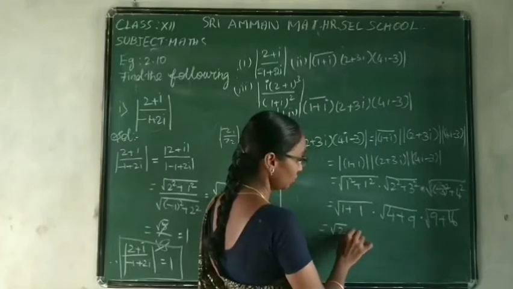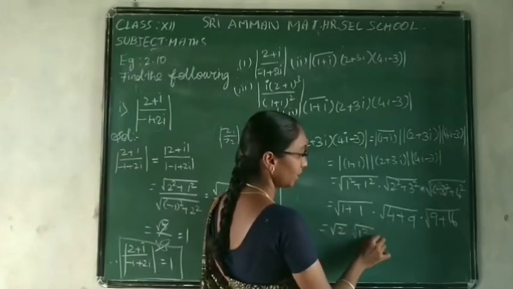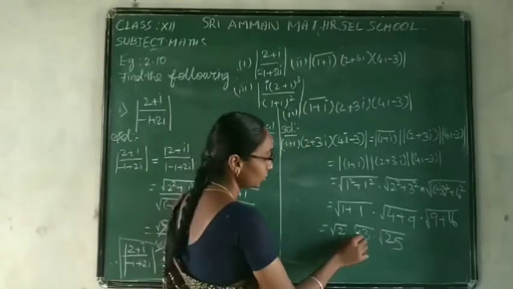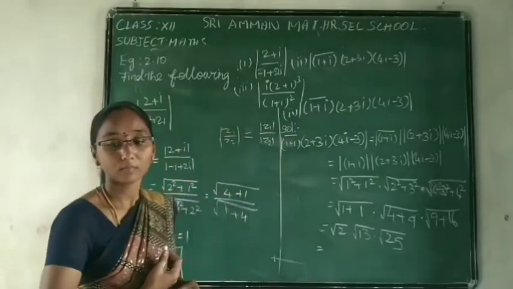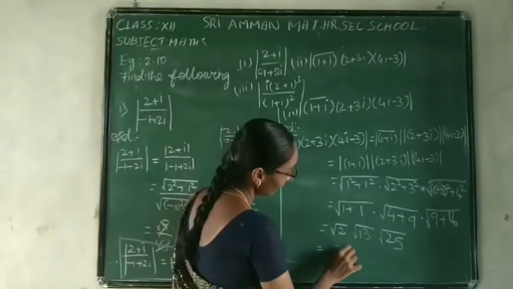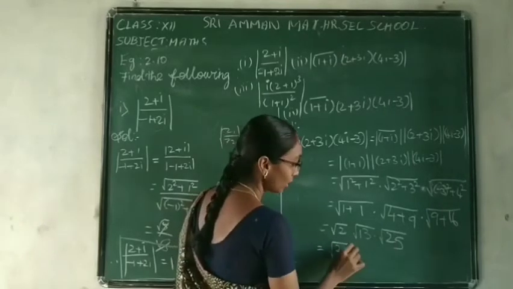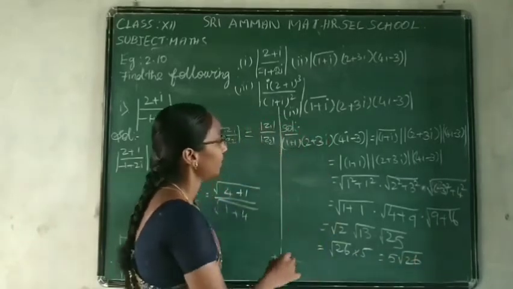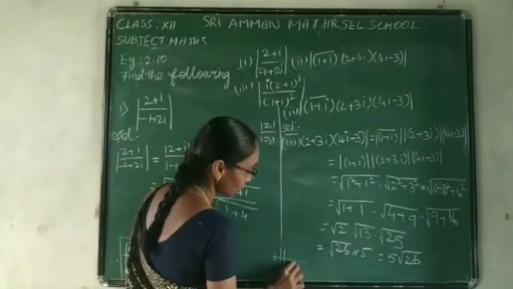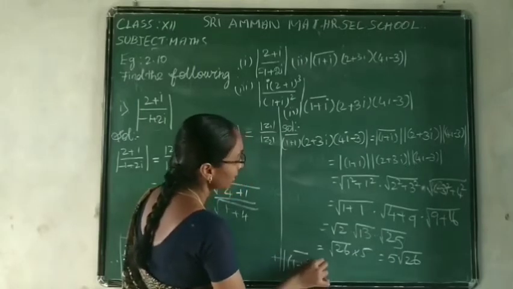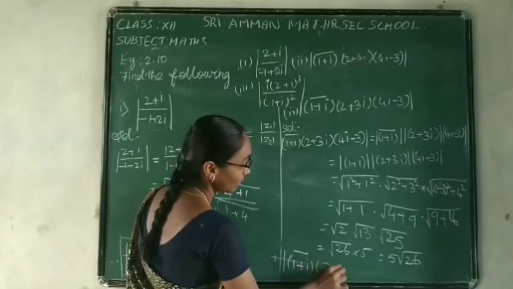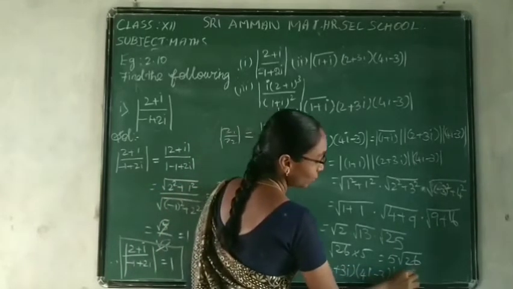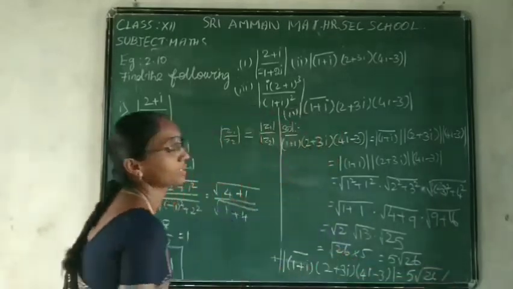So root 2 into root 13 into root 25. Root 2 into root 13 is root 26, and root 25 is 5. So the answer is 5 root 26. The answer for this question: modulus of (1 plus i) whole bar into (2 plus 3i) into (4i minus 3) equals 5 root 26.